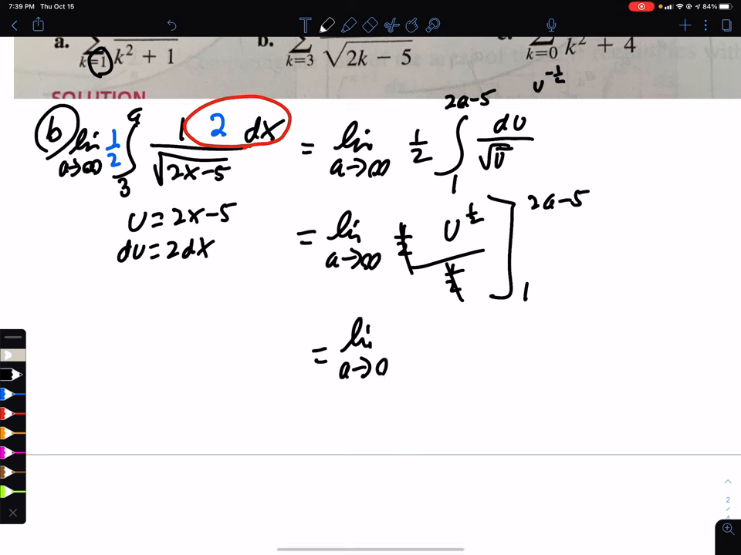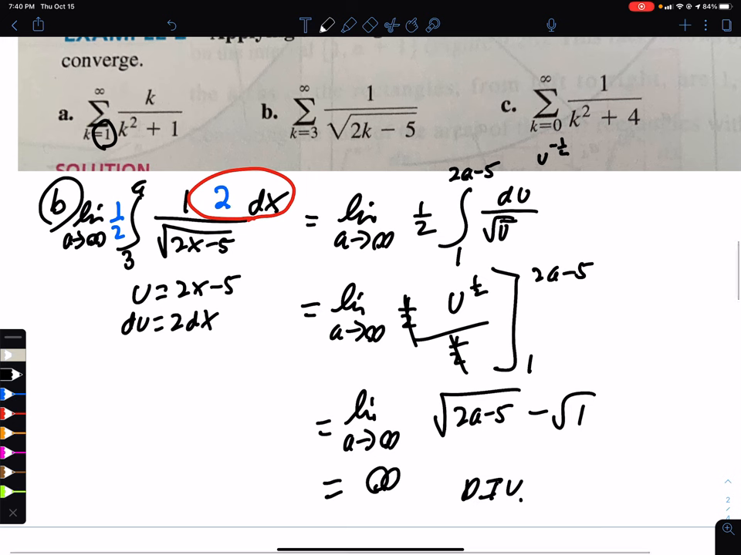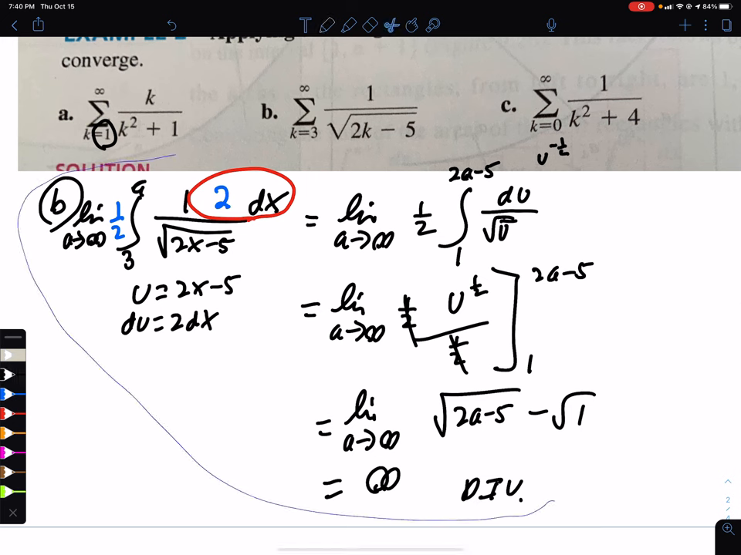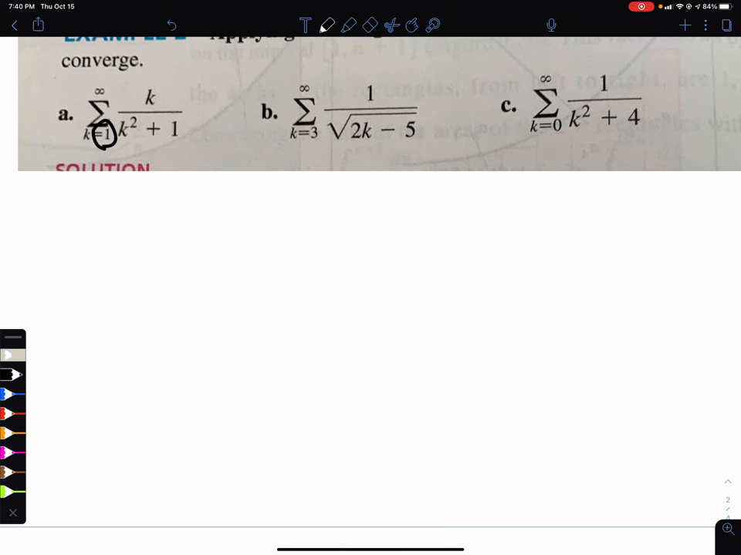So what do we have here? We're going to plug in the 2a minus 5, and then we're going to plug in the 1. And so again, when we plug infinity here, square root of infinity is infinity, minus a constant is not going to affect it. We're going to get infinity, and so we again get divergent. So we will say this diverges, therefore our original series diverges. And we have one more example to do. We are going to do C.